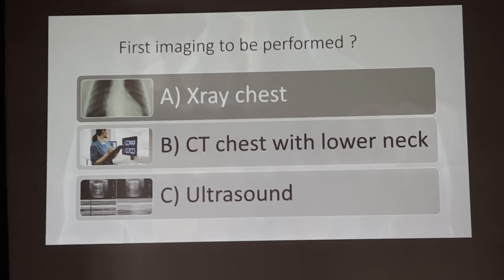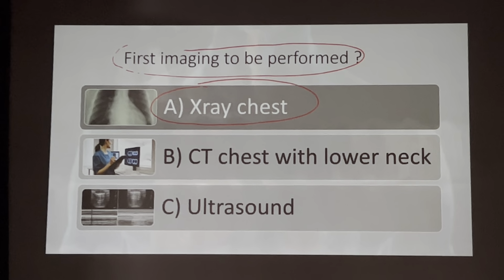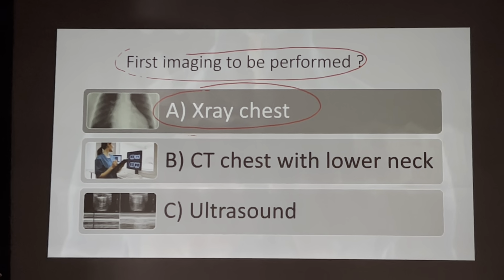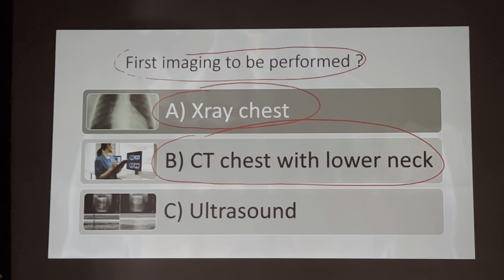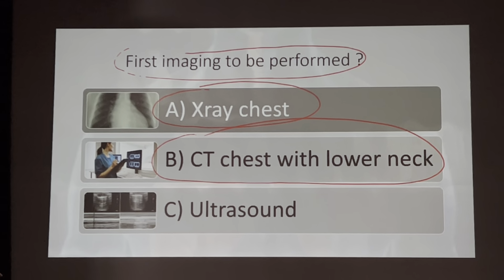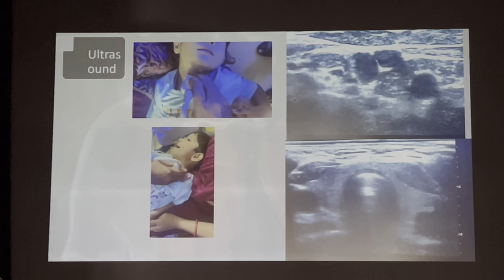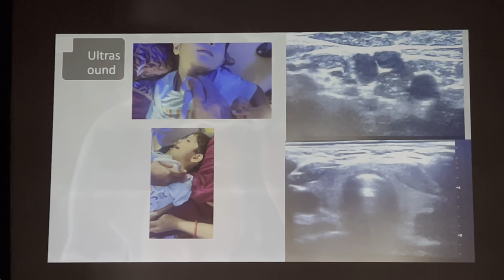At this time, I put the same question to myself. Should I go for the X-ray chest? Fortunately, the patient was carrying an X-ray chest in this case. Should I directly ask the patient for CT chest with the lower neck, because I felt that something is emerging from the chest, that is the mediastinum? Or should I go for the ultrasound? Ultrasound is easily available, not in an OPD, but in the ICU, so that is in my hand and doesn't cost anything. So I took the patient to the ICU and tried to do the ultrasound.